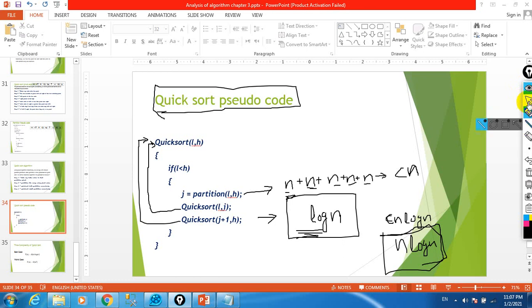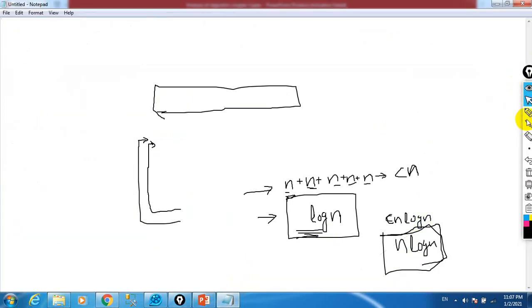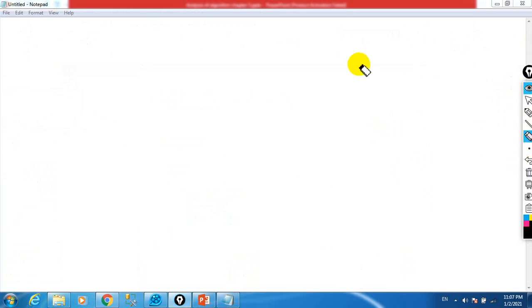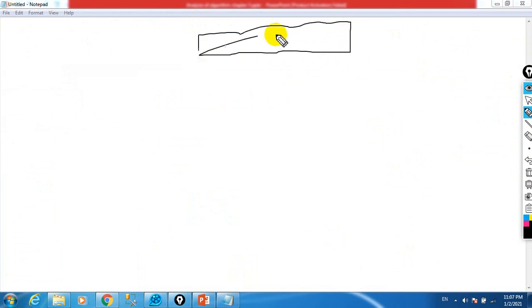Look at this. The best case of the quicksort algorithm is what? The best case is when the pivot is at the middle.